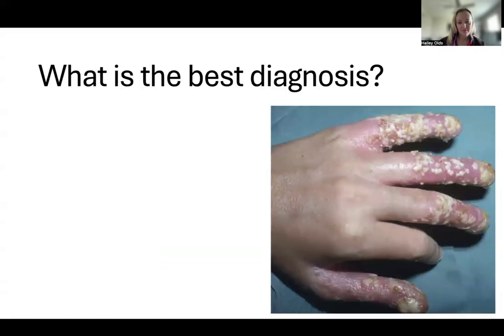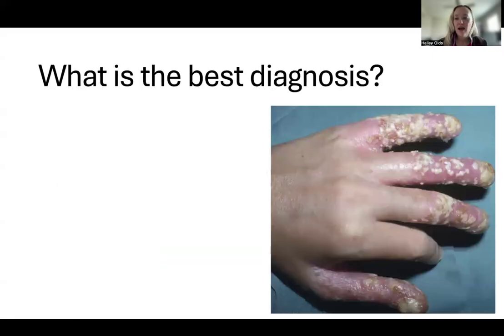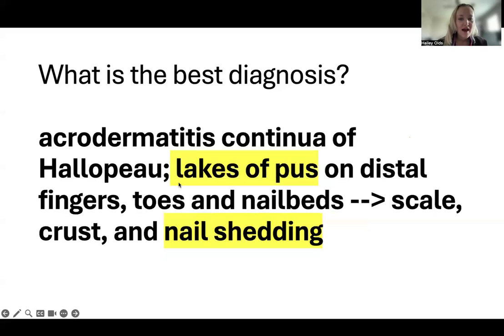Okay, what about this one? A little bit more extreme, kind of going more onto the dorsal hand, not just the palm. So this is acrodermatitis continua of Hallopeau, and you see lakes of pus. So what that means is like basically they're coalescing to form like giant, it's not just a pustule anymore. It's like a big lake of pus. And so this can be on the distal fingers, toes, nail beds, and it can lead to nail shedding as well.